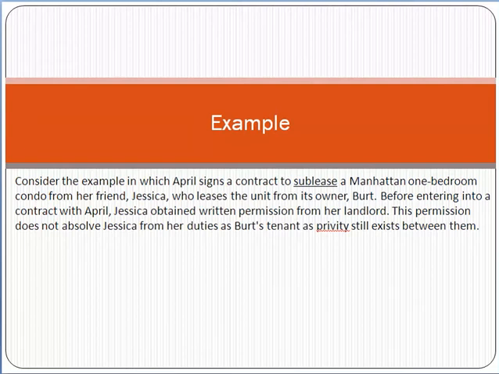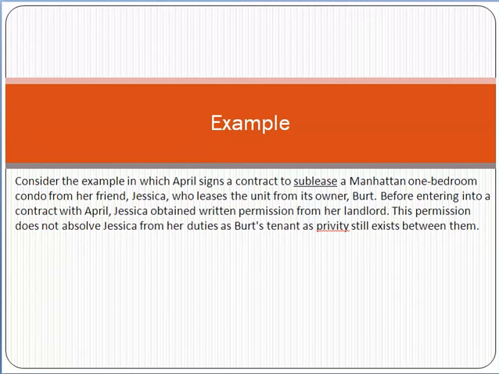Friend, just take an example that April signs a contract to sublease a Manhattan one bedroom condo from her friend Jessica, who leases the unit from its owner. But before entering into a contract with April, Jessica obtained written permission from her landlord. This permission does not absolve Jessica from her duties as Bird's tenant, as privity still exists between them. See, friend, here.